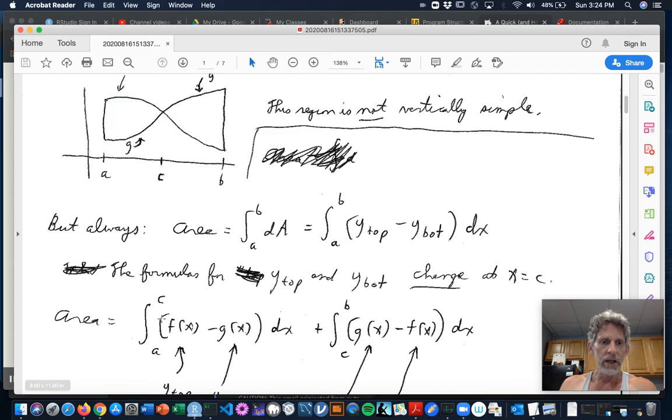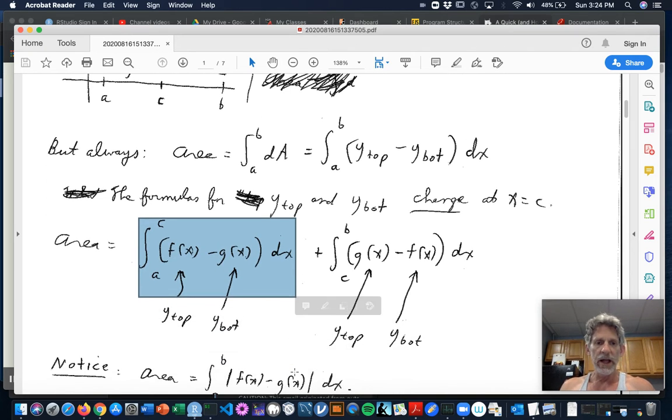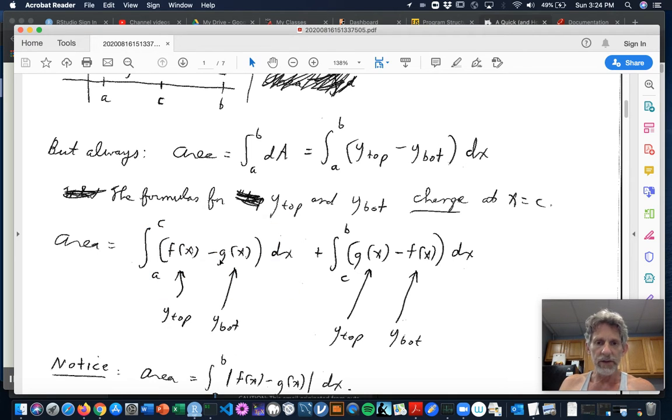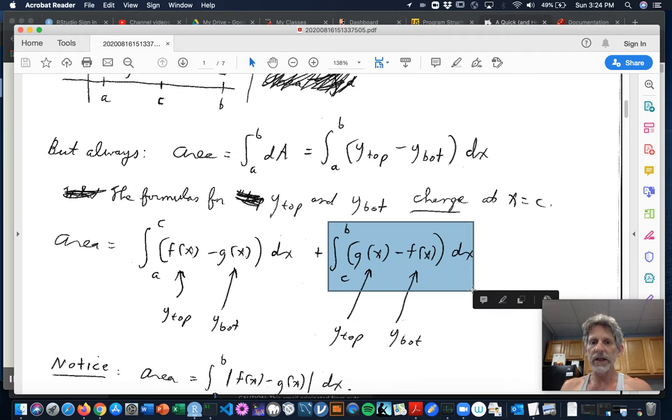So to get this part of it, you're going to integrate from a to c, f minus g dx, because f of x would be the formula for y top, and g of x would be the formula for the bottom y-coordinate. And then integrate from c to b g of x minus f of x to account for the fact that g's higher now.